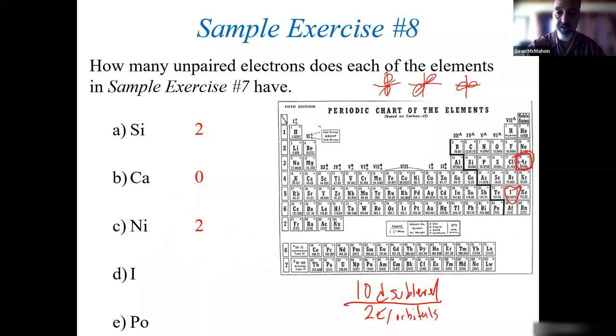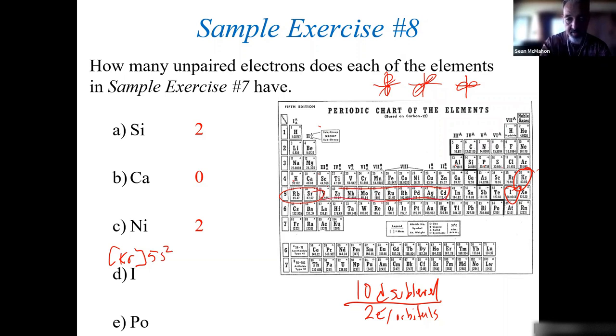Now, when I get to iodine, and you'll start getting better at the shortcuts. So, whoops. Krypton. If I'm doing the configuration, it's krypton. And then to get to iodine, it's 5s2, 4d10, 1, 2, 3, 4, 5, 5p5. Now I'm getting a little bit more fluid with this.